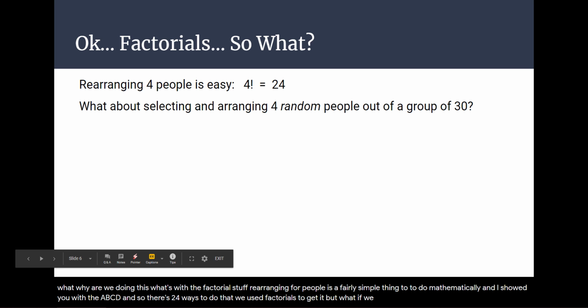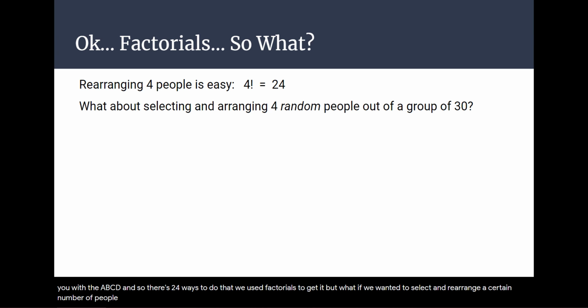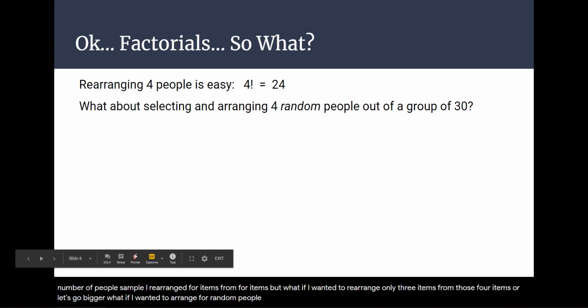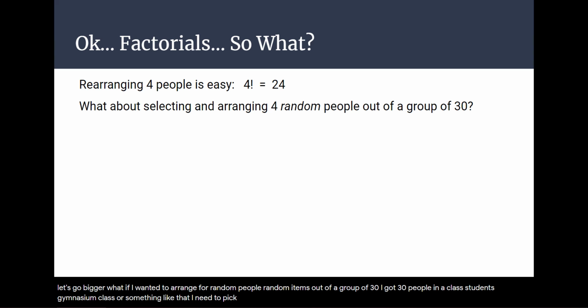But what if we wanted to select and rearrange a certain number of people out of a group? So in the first example, I rearranged 4 items from 4 items. But what if I wanted to rearrange only 3 items from those 4 items? Or let's go bigger. What if I wanted to arrange 4 random items out of a group of 30? I've got 30 students in a gymnasium class or something like that. I need to pick 4 for a particular job, and it doesn't really matter who gets what job. The order doesn't necessarily have to be a specific order. And so there's lots of different ways that I can do that.